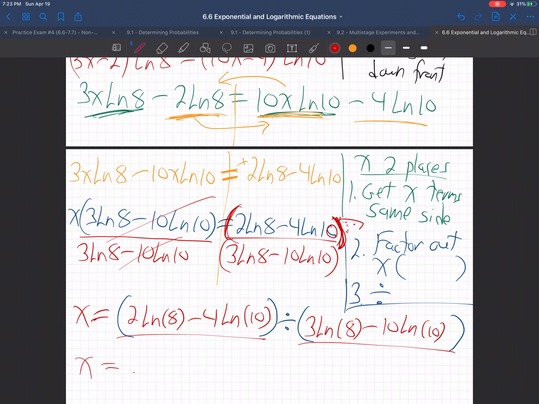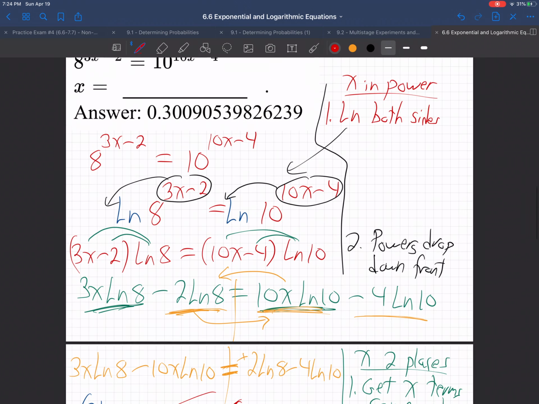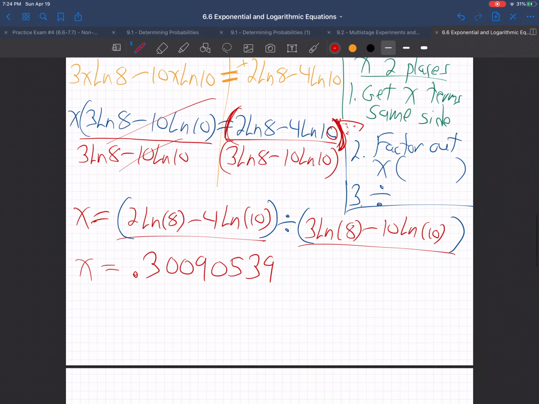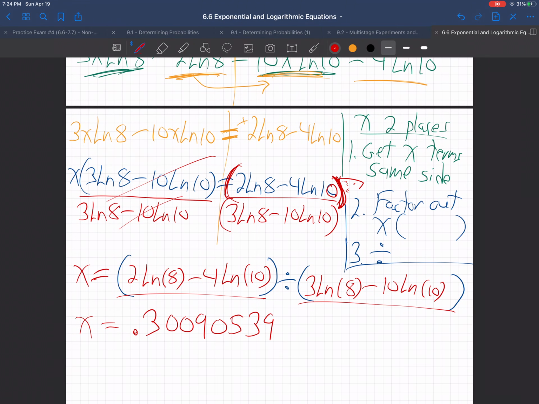All right, I'm getting 0.300900539, and it goes on even a little further. Let's see if we got the right answer. Yep, looks like the right answer. So there we go.